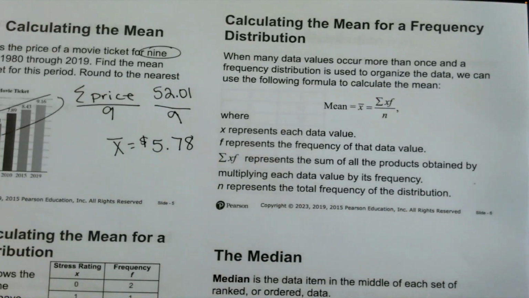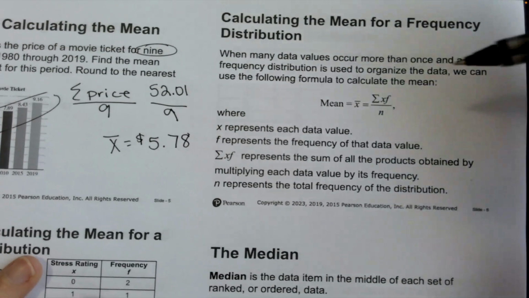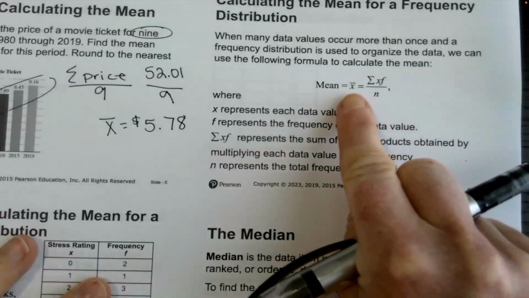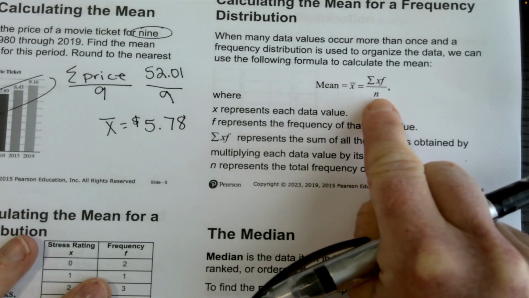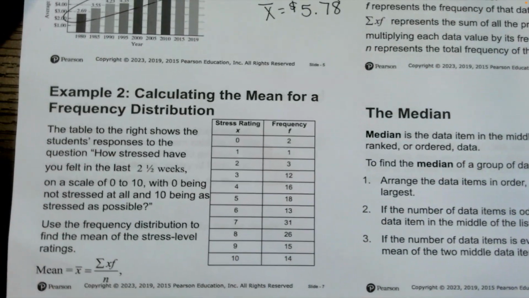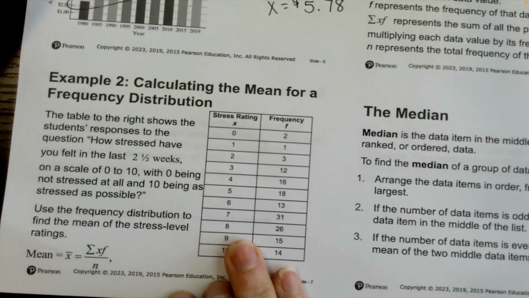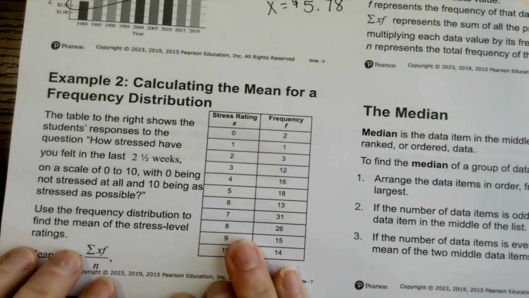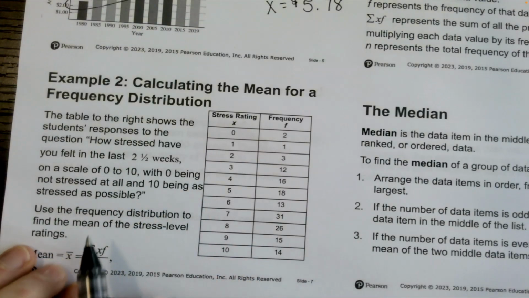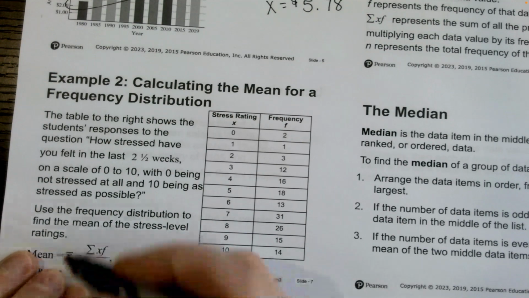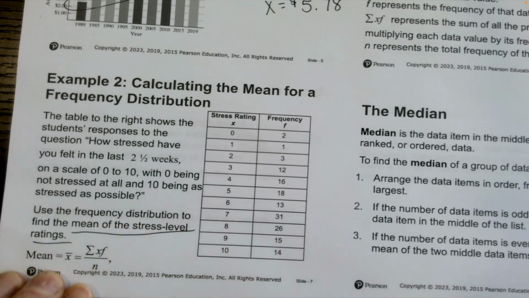Calculating the mean for a frequency distribution. So in 12.1, we learned about frequency distributions. To find the mean, we are going to do x times f, which is your frequency, divided by n. So we have an example here. This table shows how stressed you have felt in the past 2.5 weeks on a scale of 0 to 10, 0 being not stressed at all. Use a frequency distribution to find the mean of the stress level ranges.